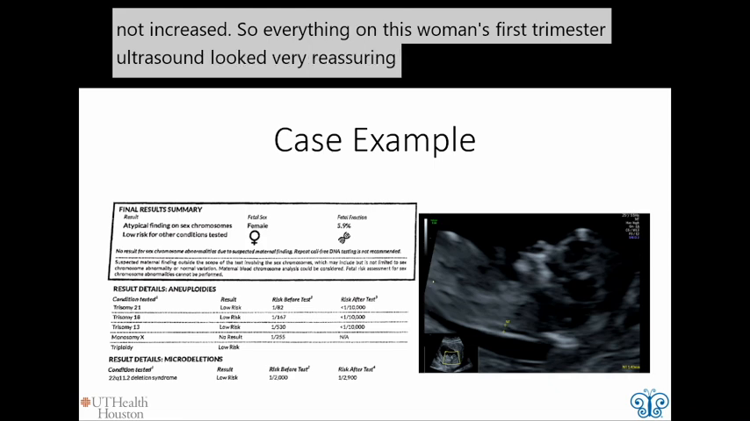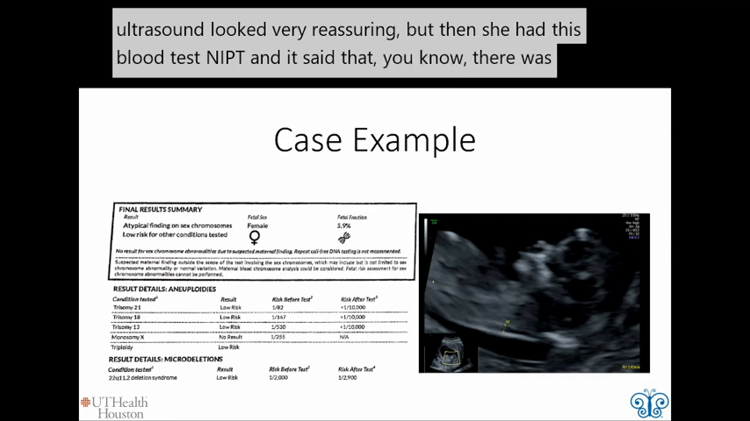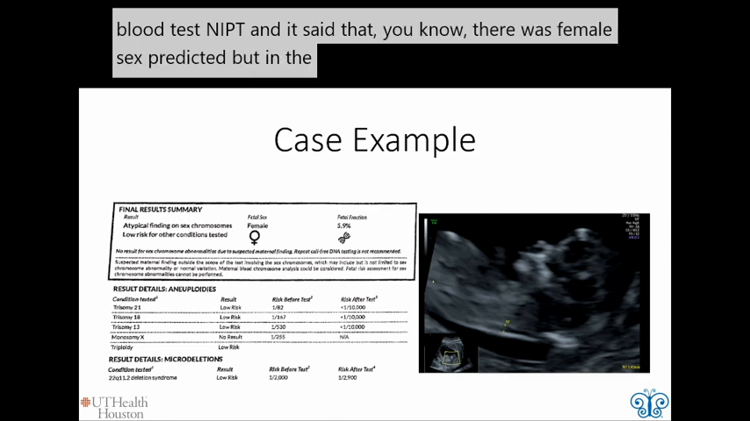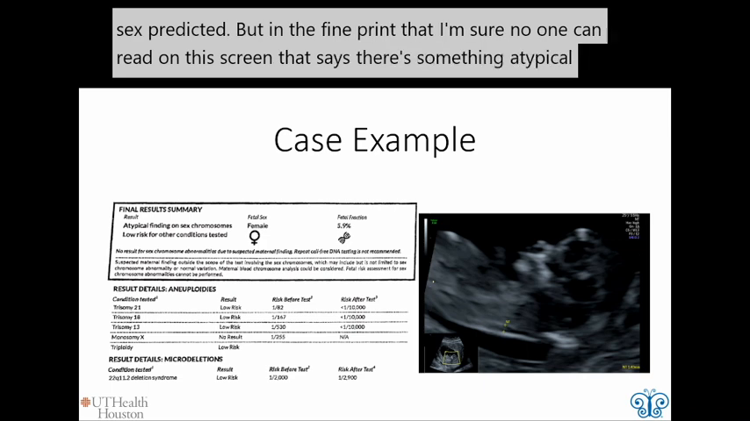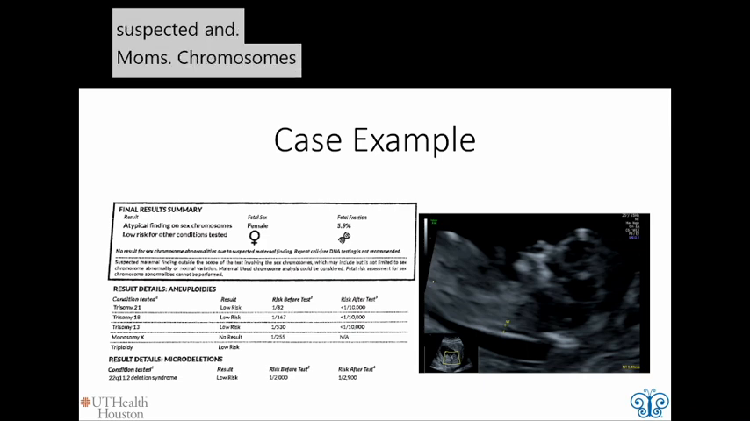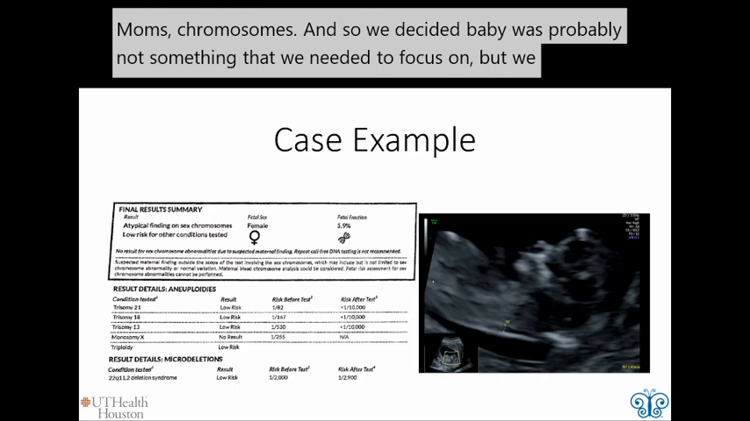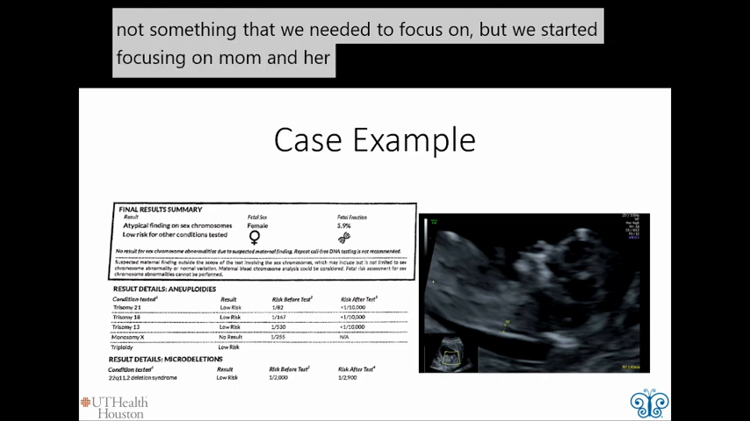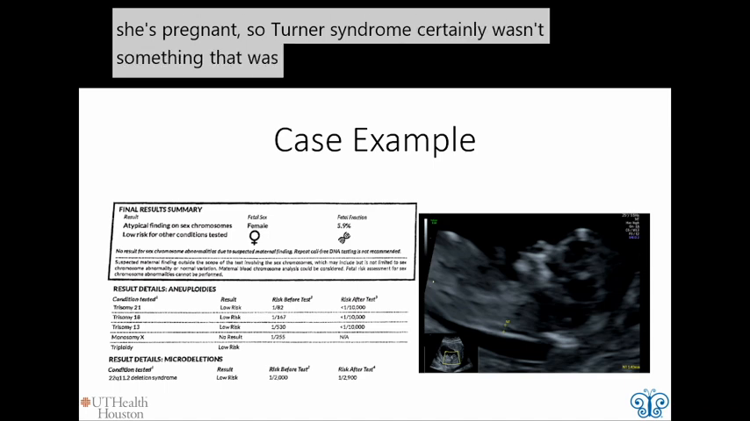But then she had this blood test, NIPT, and it said that there was female sex predicted, but in the fine print that I'm sure no one can read on this screen, it says there's something atypical suspected in mom's chromosomes. And so we decided baby was probably not something that we needed to focus on, but we started focusing on mom and her chromosomes. But as we know, she's pregnant, so Turner syndrome certainly wasn't something that was on our radar very much.